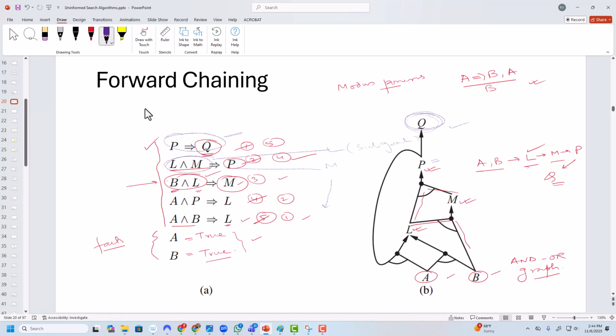If you can separately prove them, then this will take us down the other way. From Q, we go to P. From P, we see, okay, we need M. For M, we need L. In that way, we go back until we find out that we need A and B. But A and B are facts, so these are known facts.